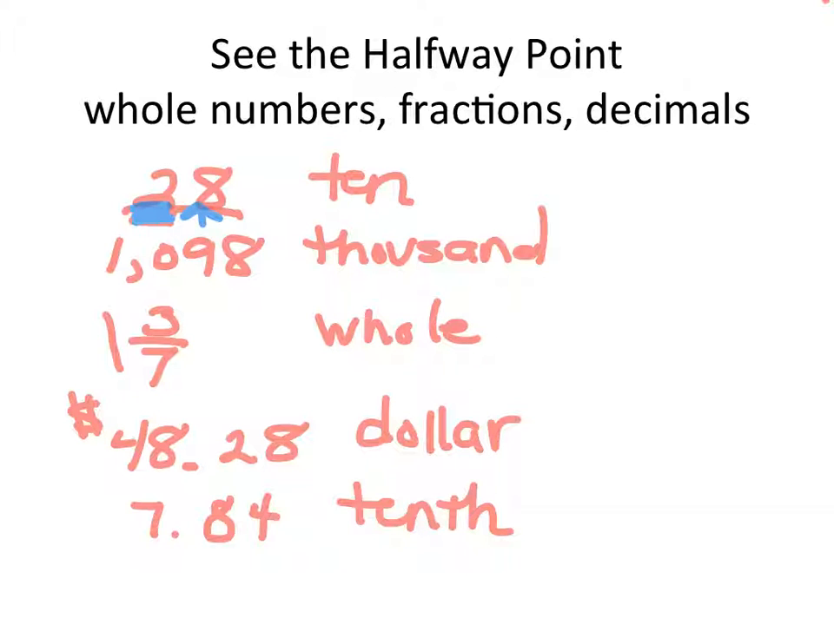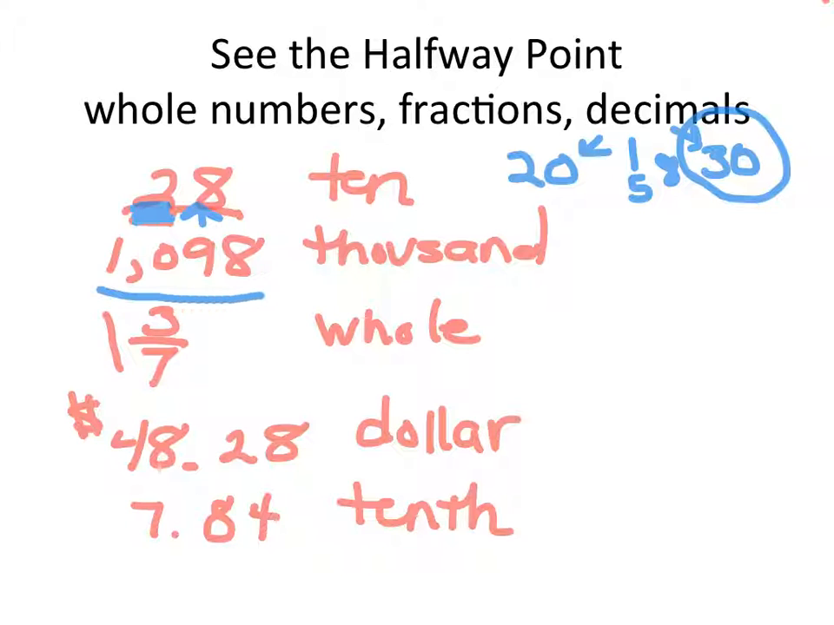So what I'm thinking is 20 is a 10, 30 is a 10. I want to know if I'm closer to this one or this one. 5 ones is the halfway point. I have 8 ones, so I am closer to 30. 28 rounded to the nearest 10 is 30.